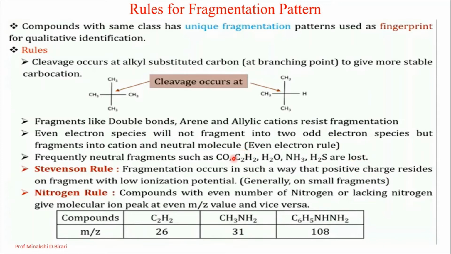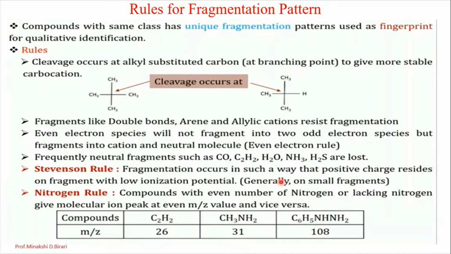Next one, Stevenson rule. According to the Stevenson rule, fragmentation occurs in such a way that the positive charge resides on the fragment with low ionization potential, generally the small fragment. So the positive charge is present on the small fragment and the radical will be acquired by the larger fragment.